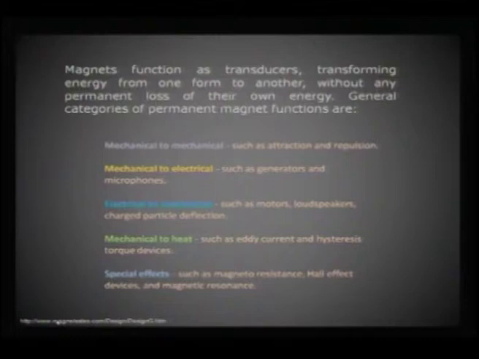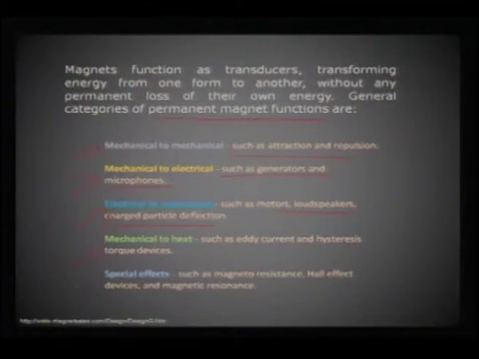So, with this minimum distinction, let me take you through some of the functional applications that magnetic materials hold. Magnets function as transducers, transforming energy from one form to the other without any permanent loss of their own energy. For example, permanent magnets are used in a variety of applications. They convert mechanical to mechanical energy, in other words just used for either repulsion or for attraction. So, this is one application, but you can also use the mechanical to electrical conversion of energy, as you see in generators and microphones, electrical to mechanical in motors, loudspeakers, and in charged particle deflection.